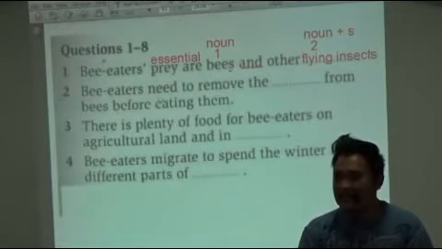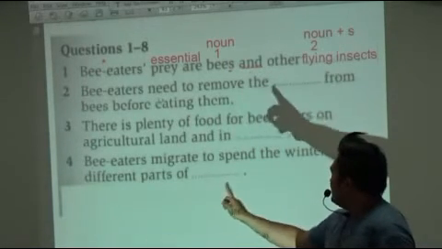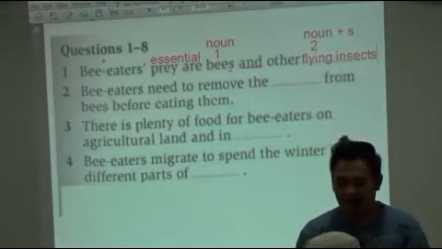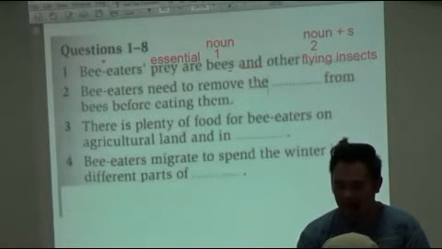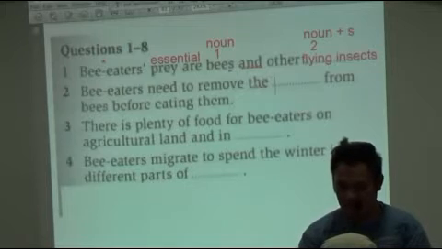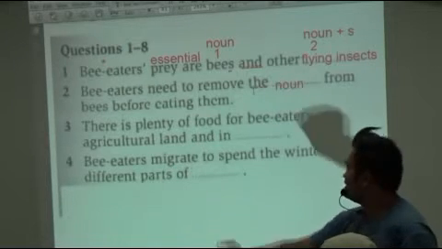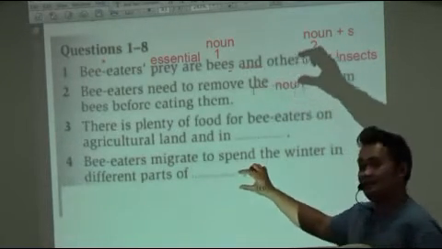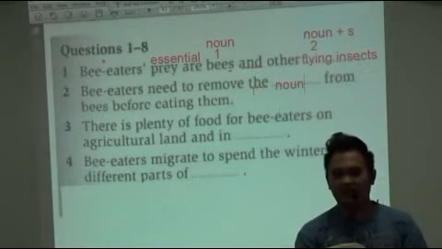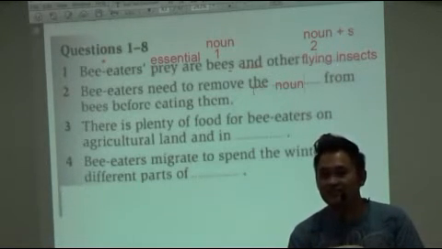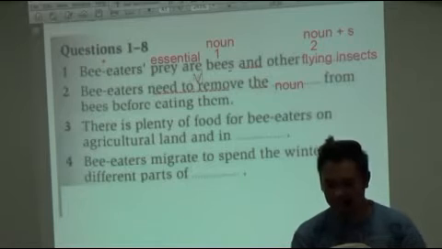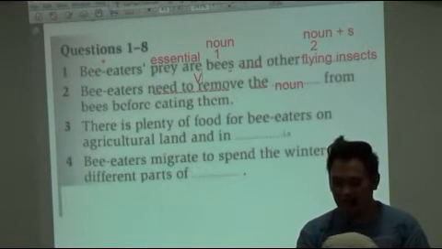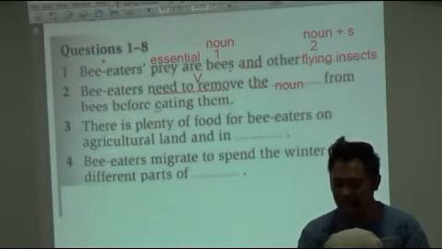Now let's go to number 2. Bee eaters need to remove the blank from bees before eating them. We have the word the. What are we looking for after the? Noun, isn't it? The noun. Next, we have to find some keywords. Where's our keyword? Need to remove. It's a verb. And we also have the word eating them.